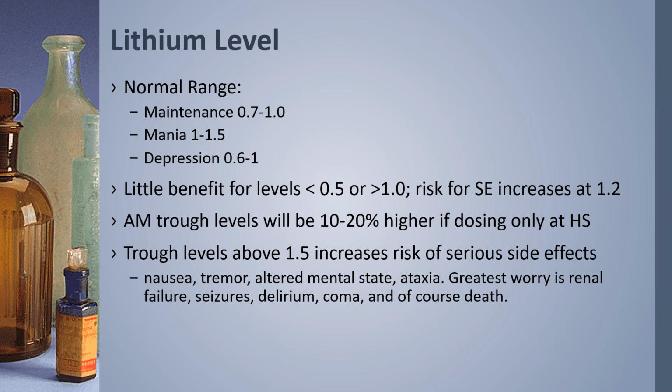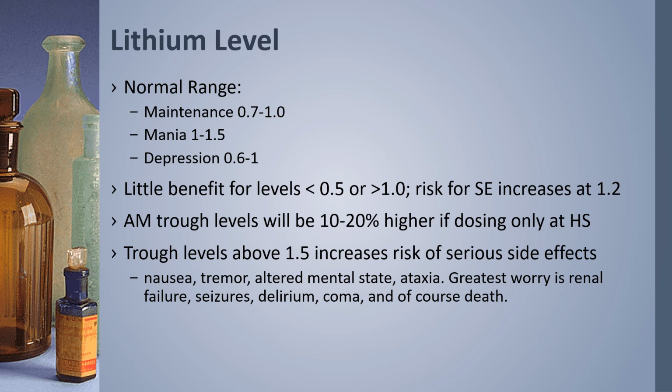All right, so here are our ranges for the lithium level. Now, this is assuming that we have gotten a trough level. If we are just doing maintenance doses, they're stable, we're just maintaining, our maintenance range is going to be about 0.7 to 1.0. If we are treating active acute mania, we want a higher range, so it's going to be more of a 1 to 1.5.